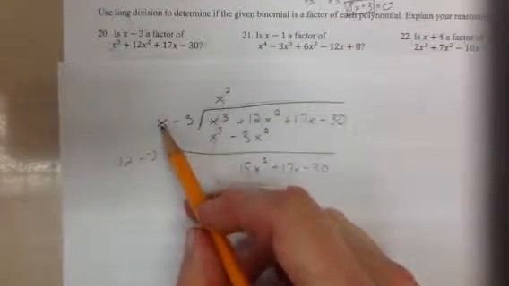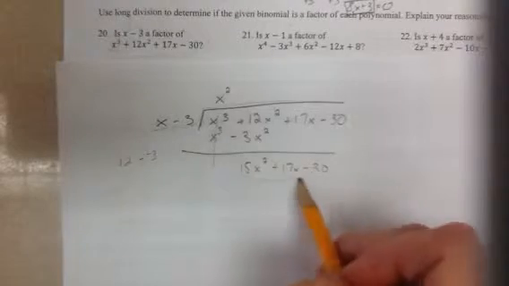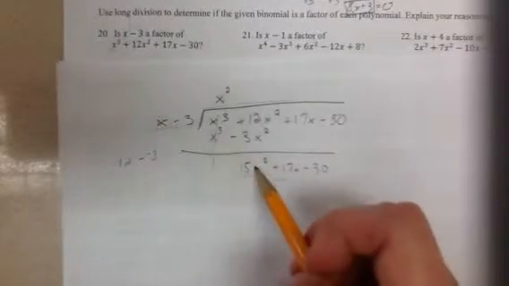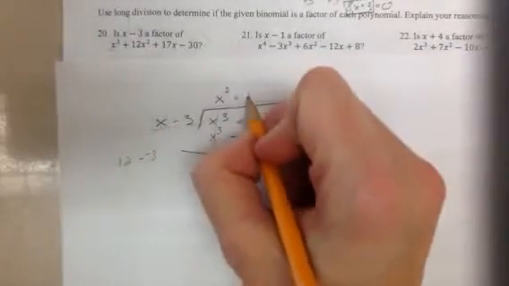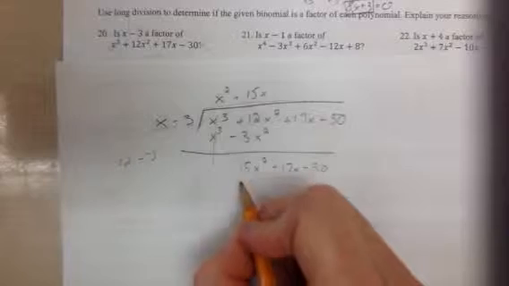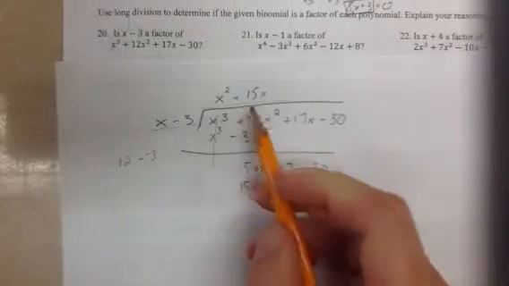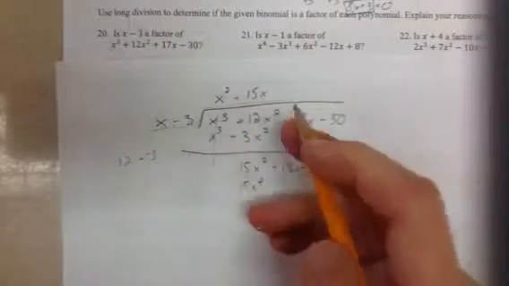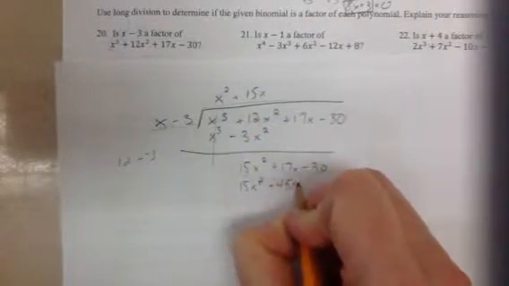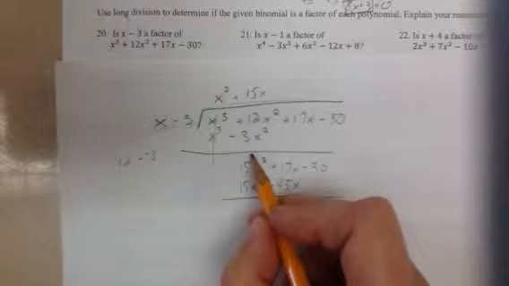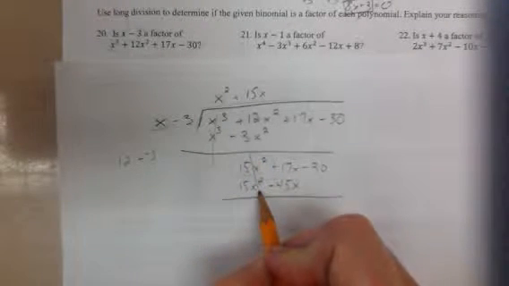I ask myself, now I need this to go into this. So what can I multiply by to get these to match up? I can multiply this by 15x. 15x times x will give me 15x squared. Right? So I multiply this times this to get that, and this times this, negative 45x. And then I subtract down. So if I subtract down, these cancel.